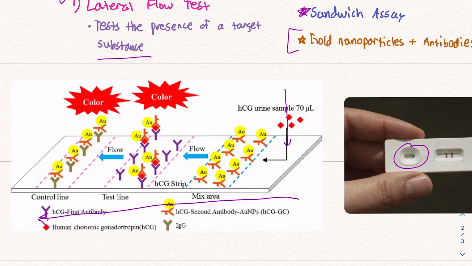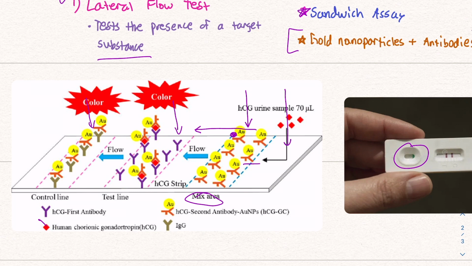There are very specific pieces or compounds on these different pieces of this strip. So let's talk about those. This first mix area has those gold nanoparticles on top of an antibody. Now, what is the purpose of this? As the urine moves through this, if there is HCG present, it will kind of hitch a ride on these particles and move to the next level of this test.